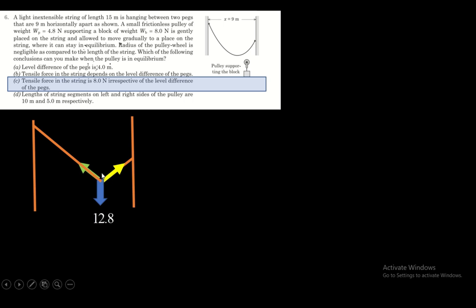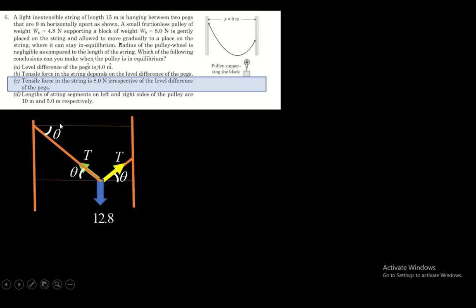Now, since the pulley is at equilibrium and three forces are acting on it, the tension and its weight, the net force on it must be 0, both horizontal and vertical. So horizontal forces will be 0 only when the inclinations of these strings from the horizontal are the same. These angles will be theta each.